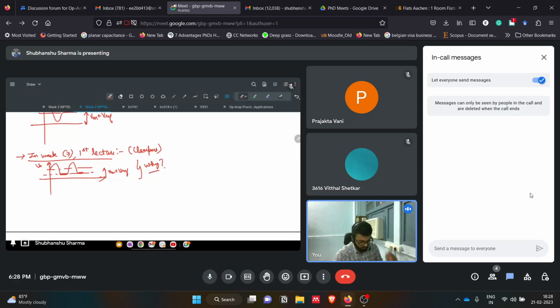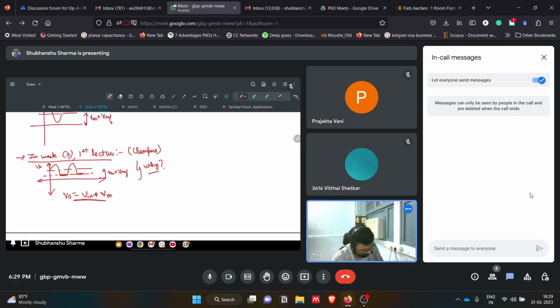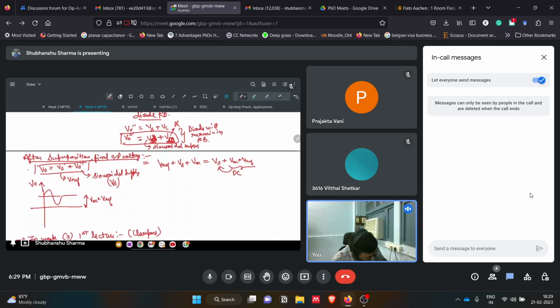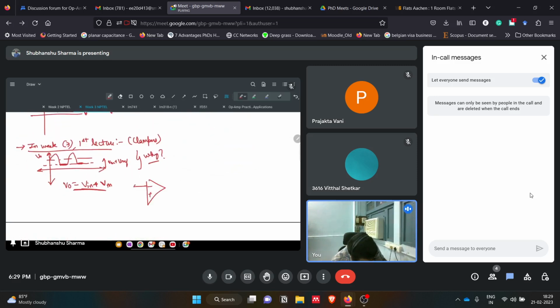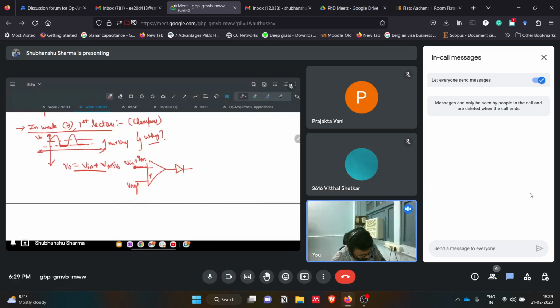But why did we get this clipping action here? Because we know V naught is V input plus Vm. If this is V input plus Vm, where is this signal? I'll draw here. This signal is at this point, and we have here Vref. We have V in plus Vm here. So this is a diode. So if V in plus Vm is less than Vref, what will happen?